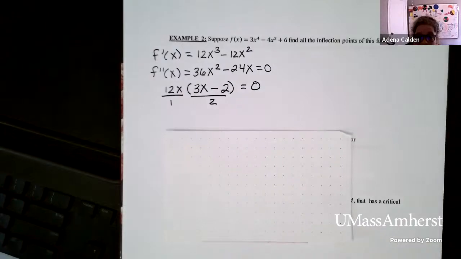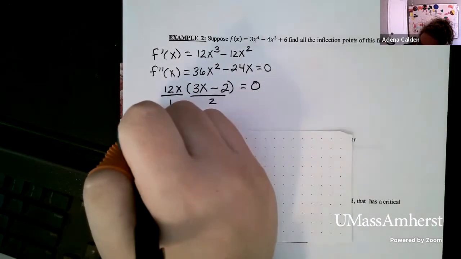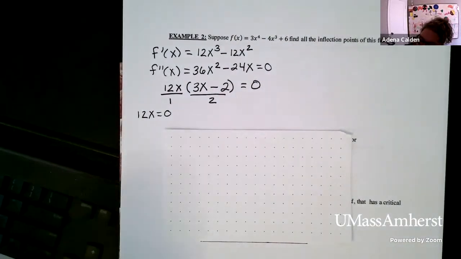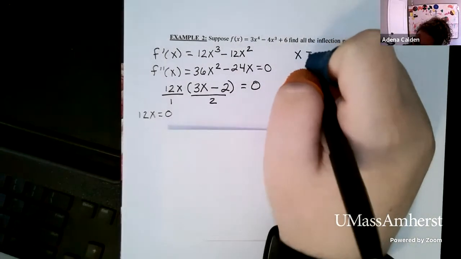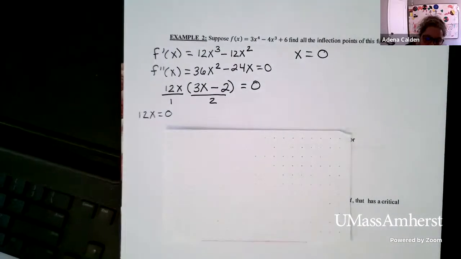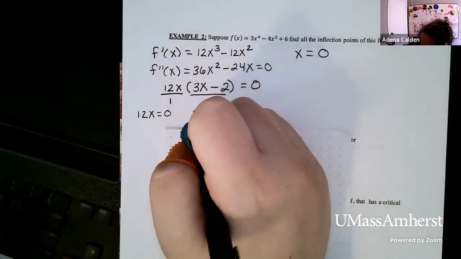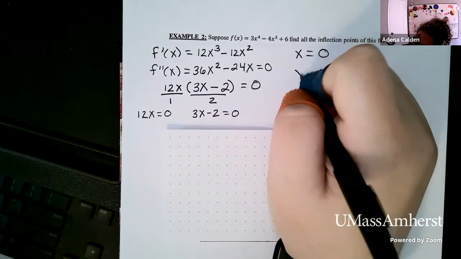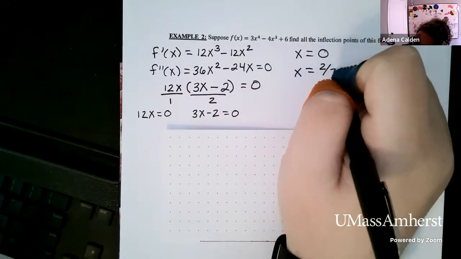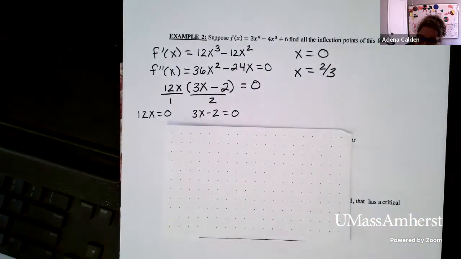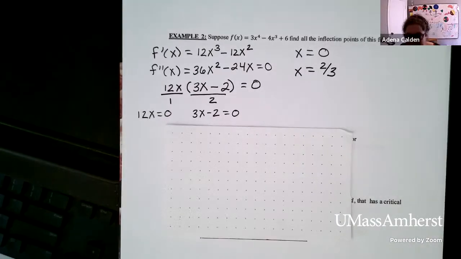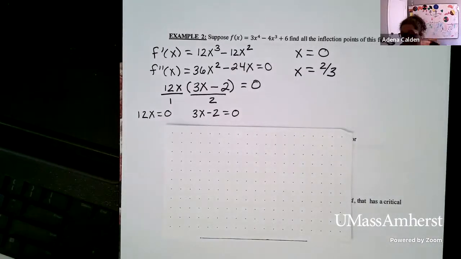So now I have 2 factors equal to 0. So I need to set each of those factors equal to 0. So if 12x equals 0, that gives me x equals 0 as a possible inflection point. And if I set 3x minus 2 equal to 0, that gives me x equals 2/3 as a possible inflection point, because I would add 2 to both sides and then divide by 3. Okay, so these are my possible inflection points, but now I have to test them.